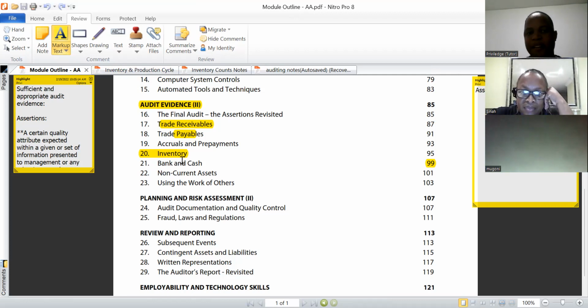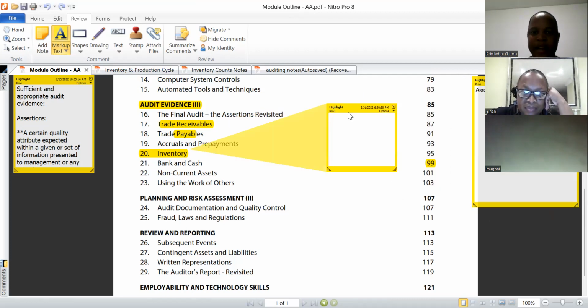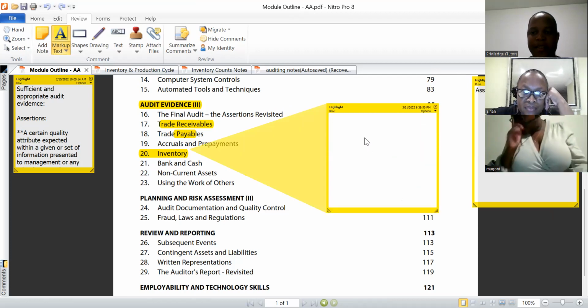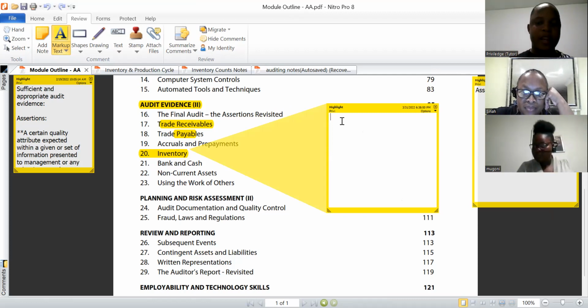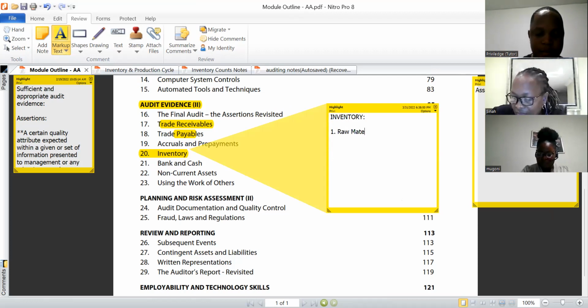But before we can even look into that, I just want to explain some important basic concepts with regards to inventory that I think you guys need to really know. Whenever you hear of inventory, one of the things that should come into your mind is inventory can be classified into 3 different distinct groups, namely raw materials.